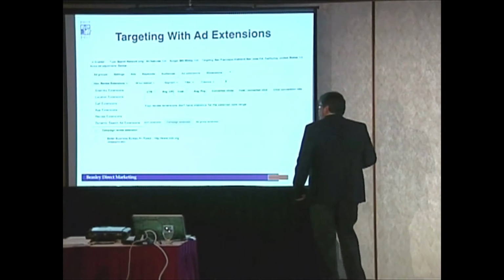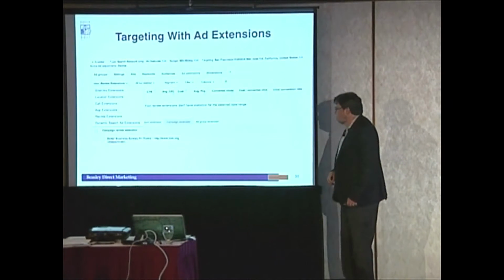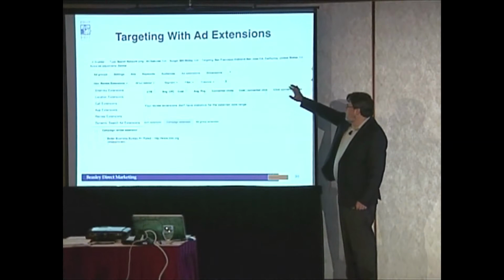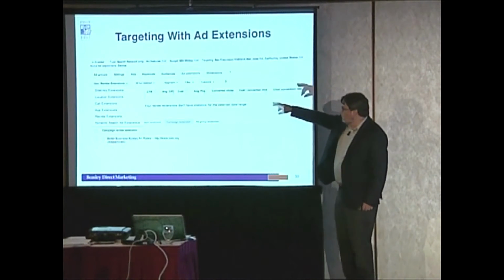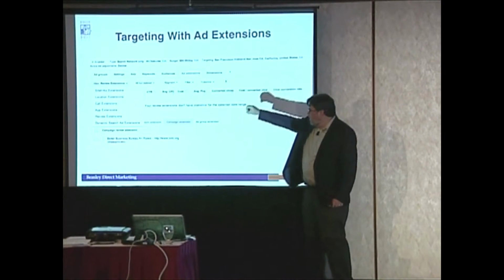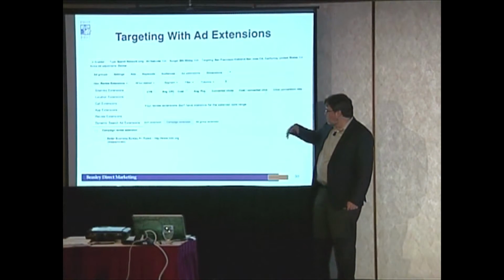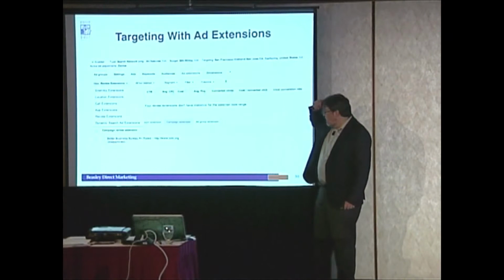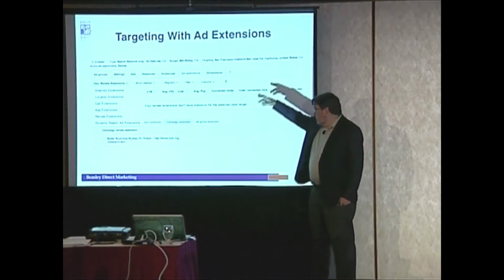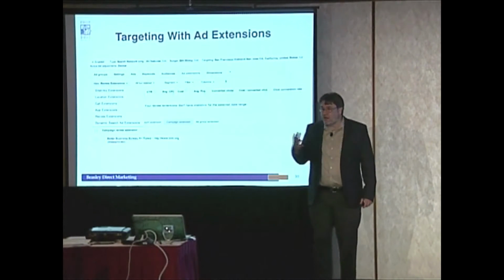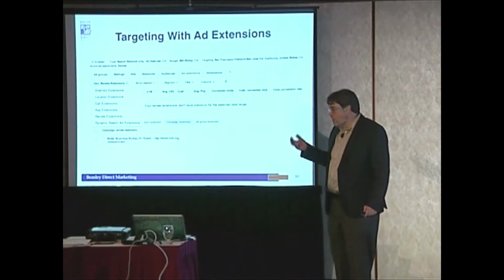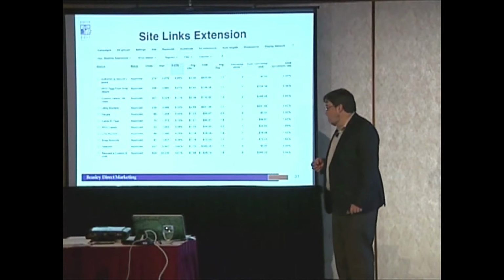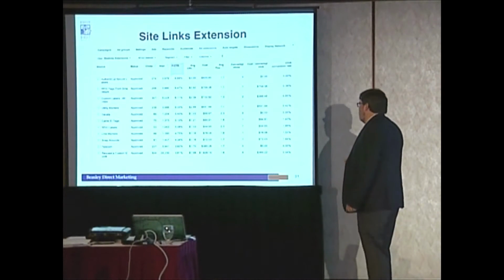Okay, so how do you set up extensions? Go to the Add Extensions tab, and you can choose your extensions there. There's also one called Dynamic Search Extensions I'll come back to. And then once you set it up, you can go to this Add Extensions tab and get data just on those extensions and how well they performed. So here's an example of some Sitelinks extensions.